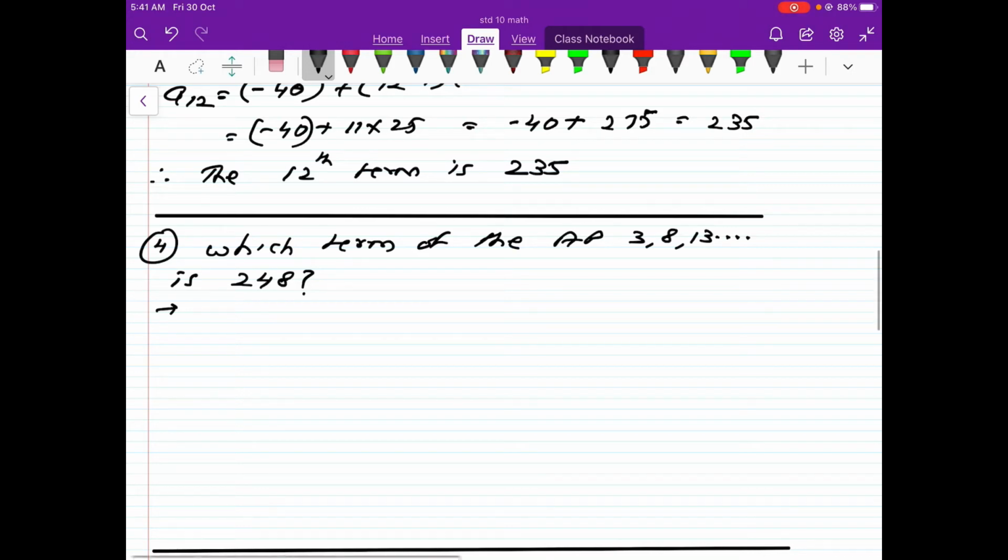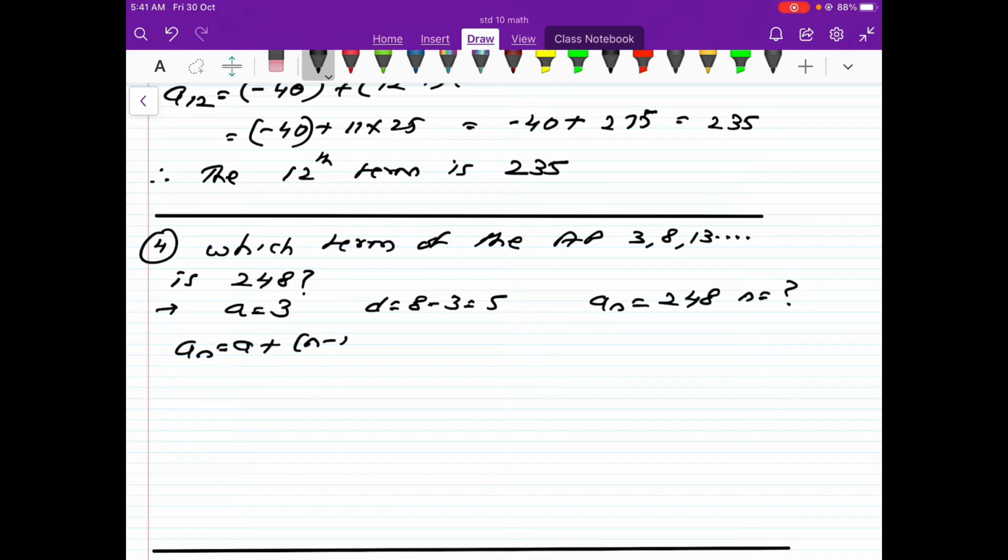So we will generate the data. First we find a, which is 3. Next is d, which is 8 − 3, meaning 5. Now an is given to you because they have asked which term this is, and what n is, we don't know. So we put a question mark, and the formula we'll be using is an = a + (n − 1) d. So now this is 248 = 3 + (n − 1) × 5, where n is unknown.